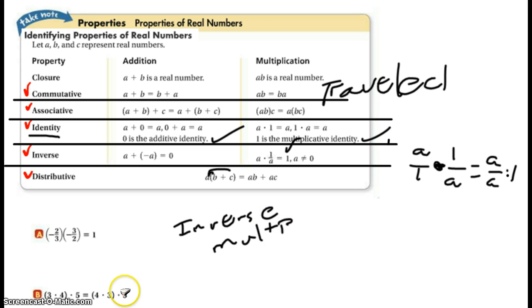And on this one right here, let's take a look. We had 3 times 4 times 5, and what has changed? The association between the first two has not changed. In other words, they're grouped together, 3, 4, 4, 3, but something has traveled, something has moved. So this would be the commutative property of multiplication.